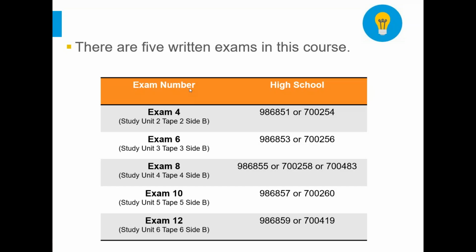First thing to know is that there are 5 written exams in your Spanish course. Exams 4, 6, 8, 10, and 12. Each exam is a little bit different in what it requires you to do. And you can see from this chart that there are exam numbers which correspond to the exam that you're working on. So in case you were to see these numbers come up, you'll be able to match them with the appropriate exam.